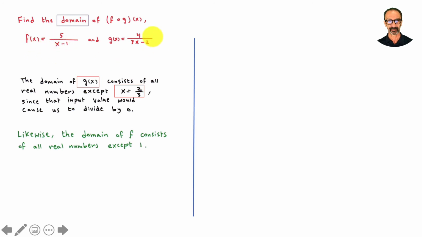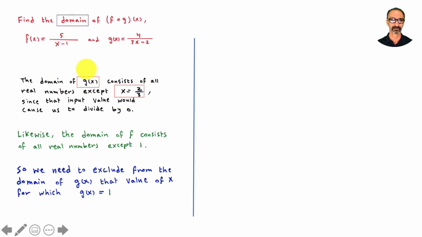That means once you take care of this, the outputs of this that you need to plug in here, because f comes after g, cannot be 1. So you take the restrictions from here, which is in the domain of g, and you take from its outputs the value 1, because that's going to cause a problem right here. So we need to exclude from the domain of g of x that value of x for which g of x equals 1.